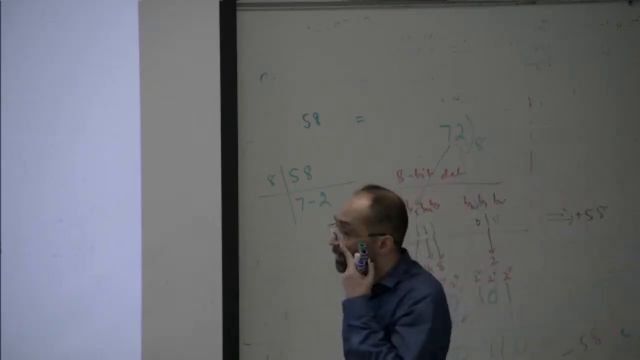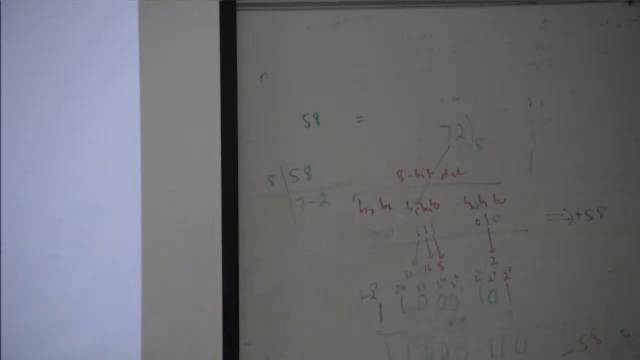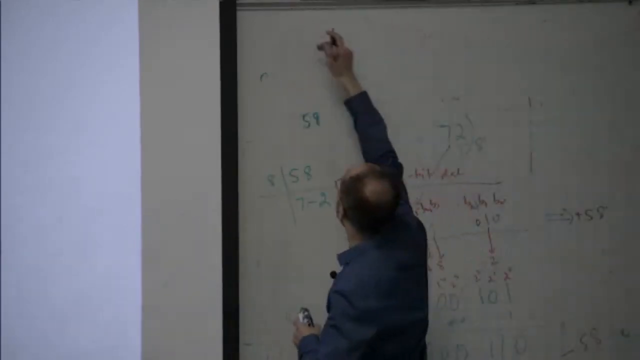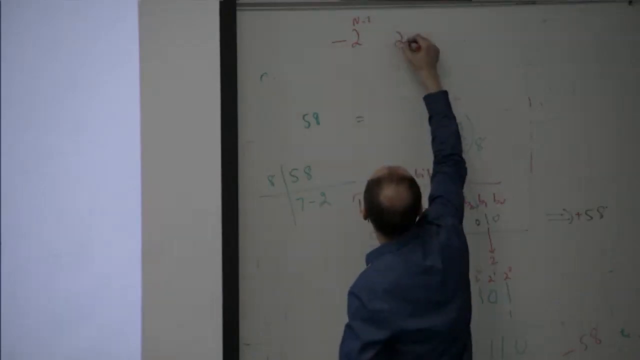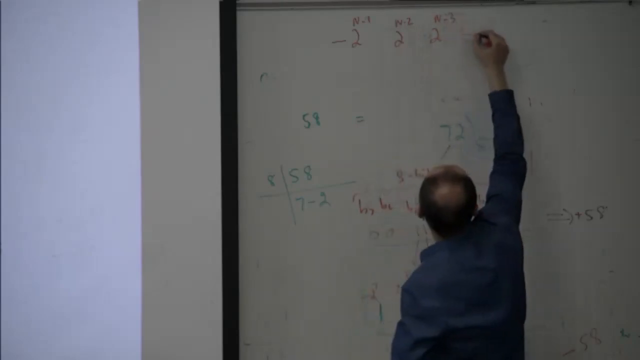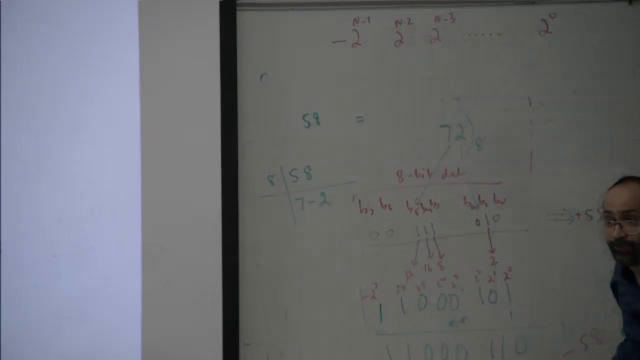So given an n-bit number with the 2's complement, how can we convert it into decimal? Given an n-bit number, the weight is actually minus 2 to the power n minus 1, and then 2 to the power n minus 2, then 2 to the power n minus 3, and so on until 2 to the power 0.